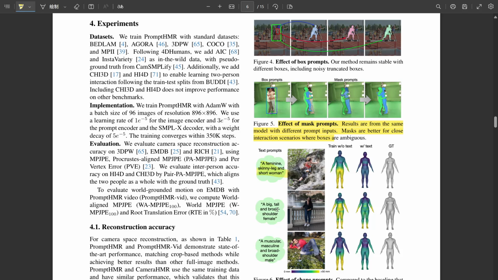That really sounds like getting the best of both worlds. It is. It gets around the detection failures of those older full image methods because you're telling it where the people likely are, but it keeps the scene context that the crop-based methods just threw away. Makes sense. Are there other spatial prompts besides boxes?